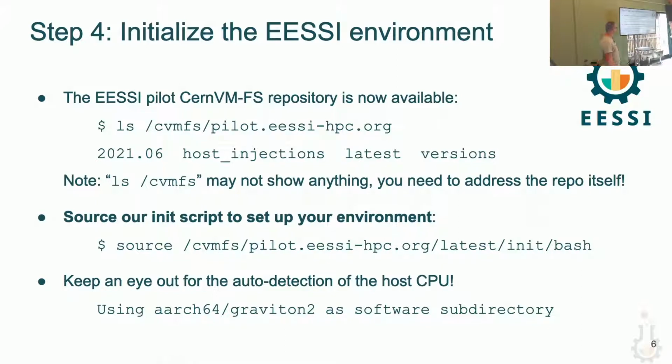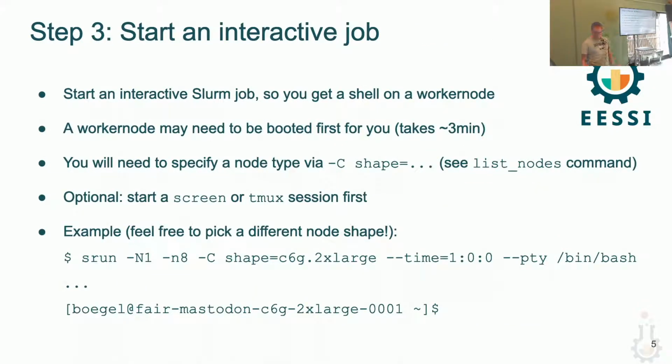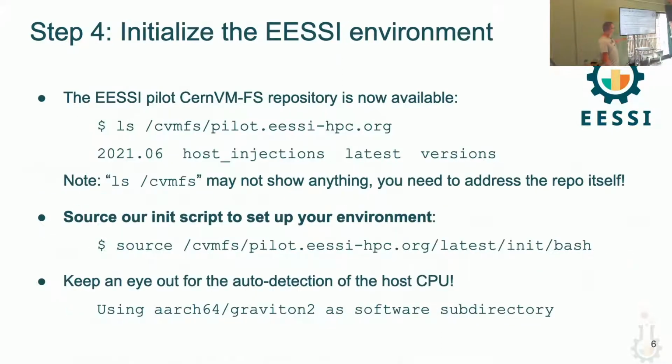It should be there. And to really set up your environment, you can source our init script. Using the latest symlink, you just source the init bash script that will do the detection of your CPU. So, am I using an ARM? Am I using an Intel Haswell? Am I using an AMD Rome? It will tell you in the output what it detected. It will set up your environment to use that part of the EESSI software stack, and then you're basically good to go. If you're using the C6G shape, you should be seeing output like this.